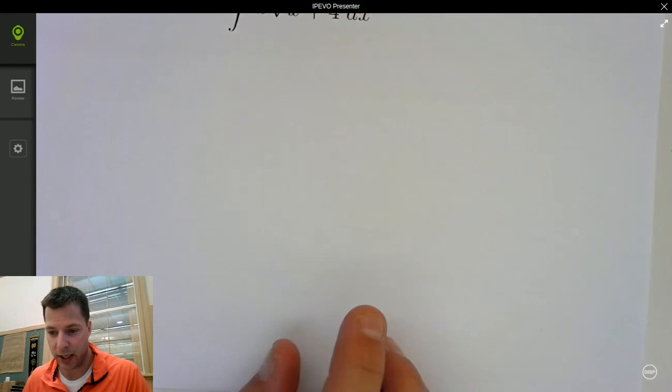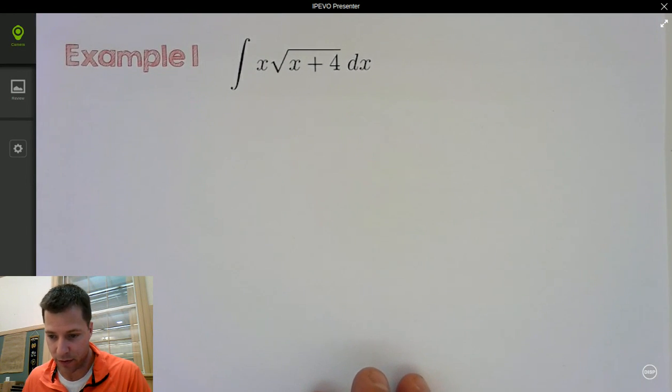Having some issues with the document camera. Hopefully it doesn't cut out for the fourth time maybe.